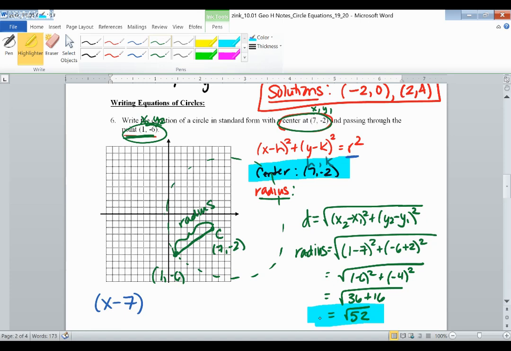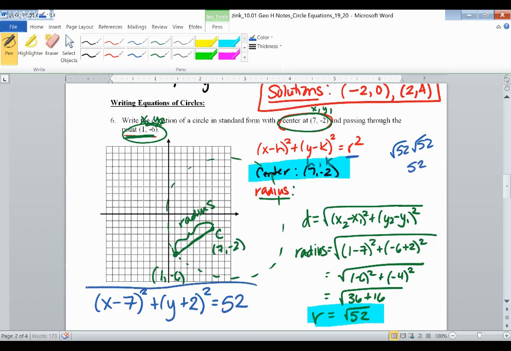So that was our r. X minus 7 quantity squared plus y minus -2, so y plus 2 quantity squared, and rad 52 squared. When you square a radical, you just lose the little house. You multiply rad 52 times rad 52 would just be 52, which is why that way is a little easier. It's much easier to square that in our heads than to square 2 rad 13.